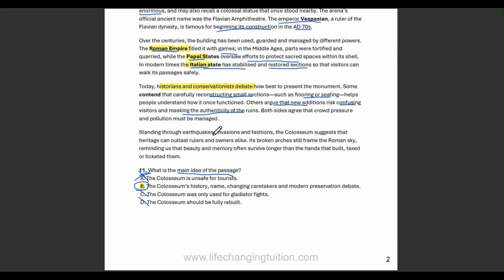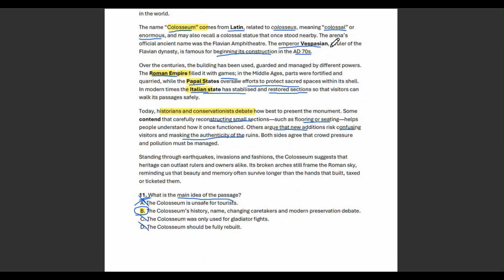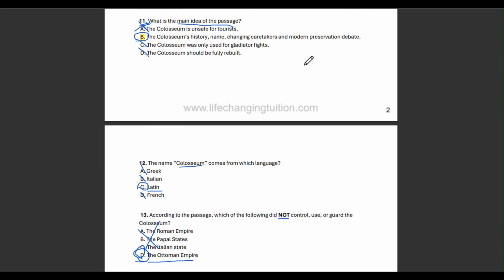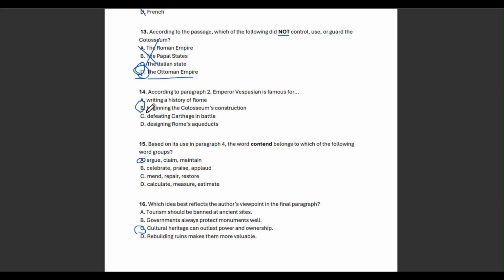Paragraph 2 clearly states that Emperor Vespasian is famous for beginning the Colosseum's construction in the AD 70s, so the correct answer is letter B. Option A is not mentioned. Option C, defeating Carthage, is from a much earlier war and is not linked to Vespasian in the text. And D, designing aqueducts, is not mentioned in the passage either. So the answer to question 14 is letter B.